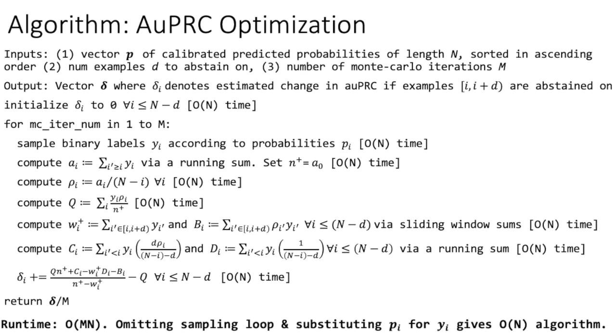Every step in the Monte Carlo loop takes no more than O of n time, so the overall runtime of the algorithm is O of mn. If you wish to skip the Monte Carlo sampling, you could omit the sampling loop and substitute the probabilities pi for yi, which would result in an O of n algorithm.